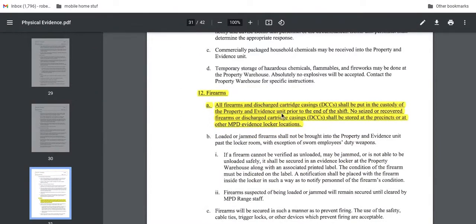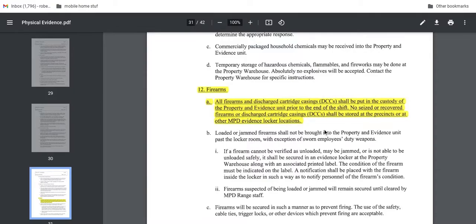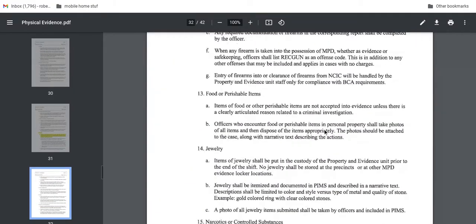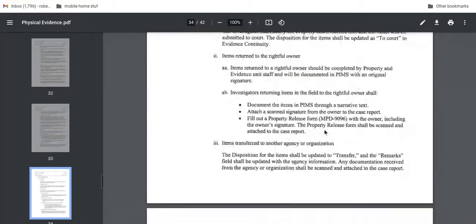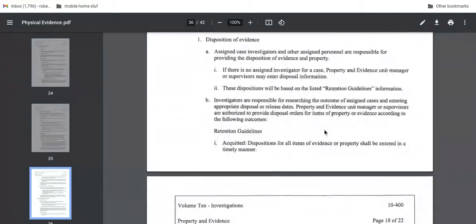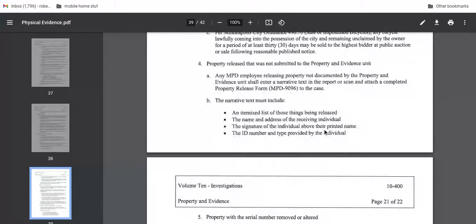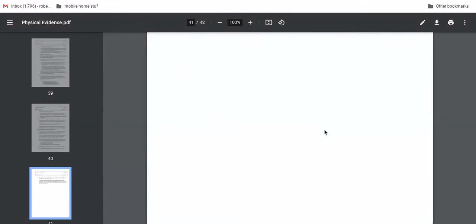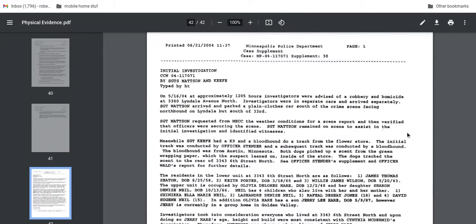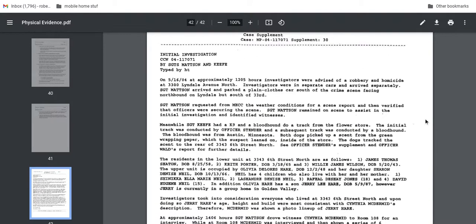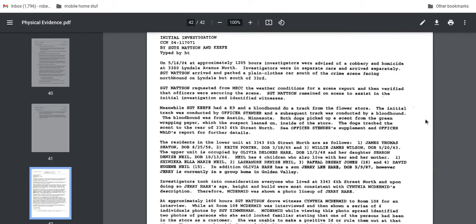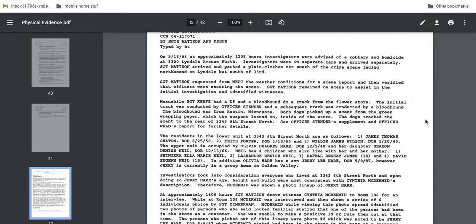Okay, firearms, this as well can't be stored at the precincts or at other MPD evidence locker locations. It's pretty cut and paste. Now I'll provide links to this background information below. The actual photos and the actual reports like this, I cannot. I don't have the links to those at this time. I was sent that via different means.